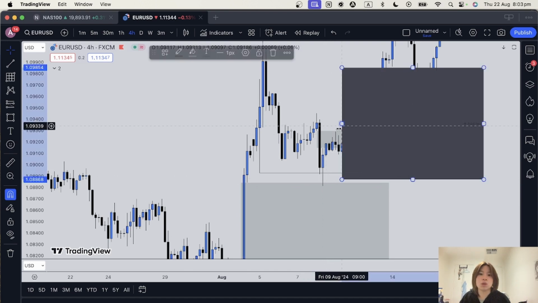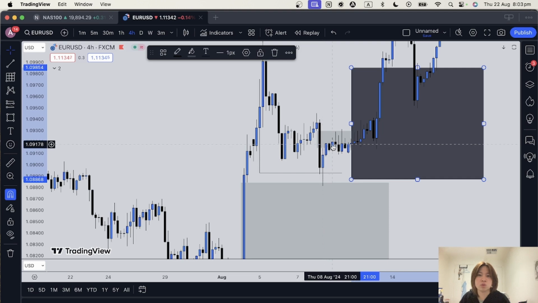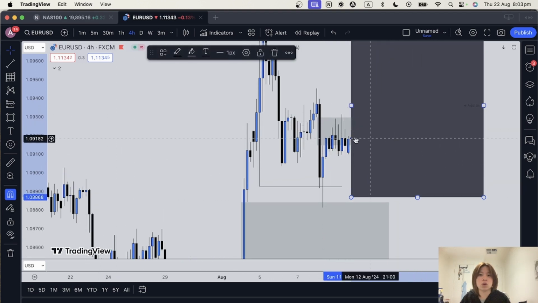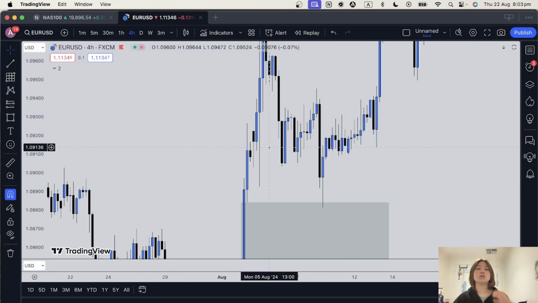Another sign that it was weak was when we start chopping around inside it. We went into it and we have so many candles inside it, and that just shows that it doesn't really want to respect it. So when we're around here, I wouldn't be looking too much for shorts anymore. The first sign of not looking for shorts, of course, being this not being a market structure shift. So that's an example there of a weak fair value gap.